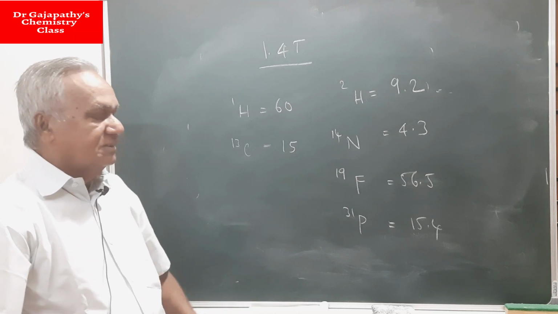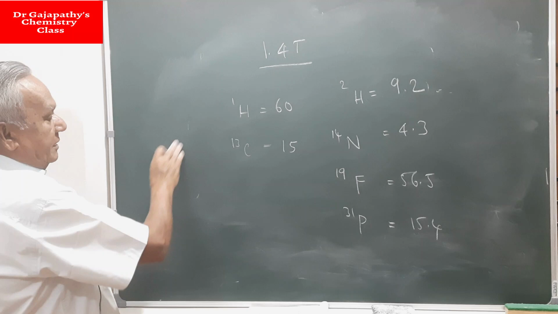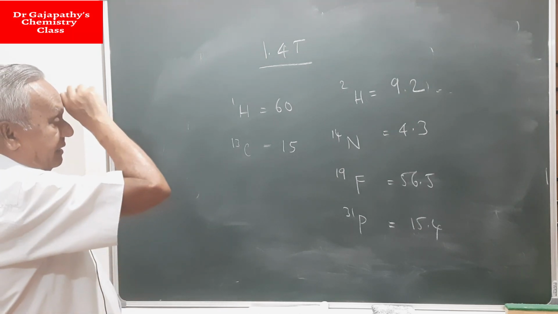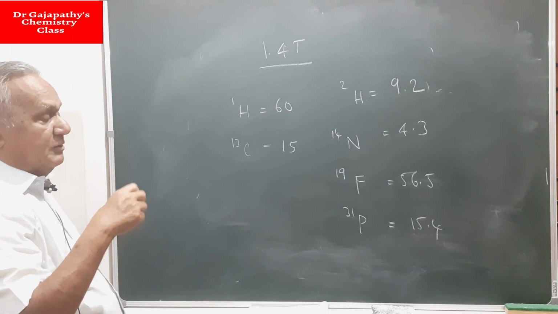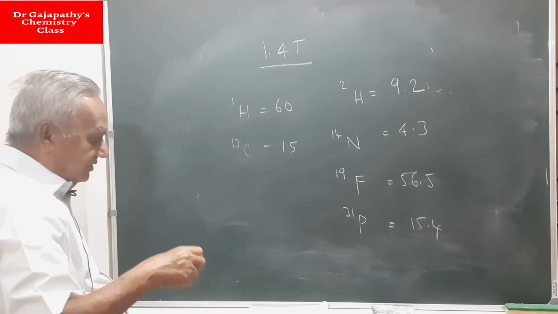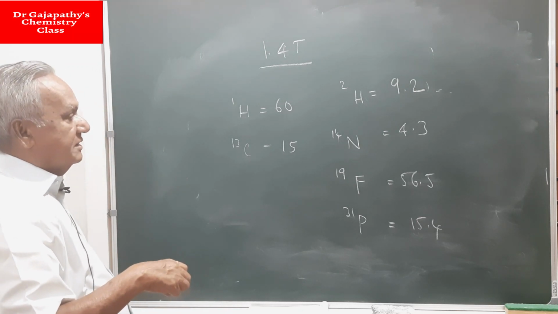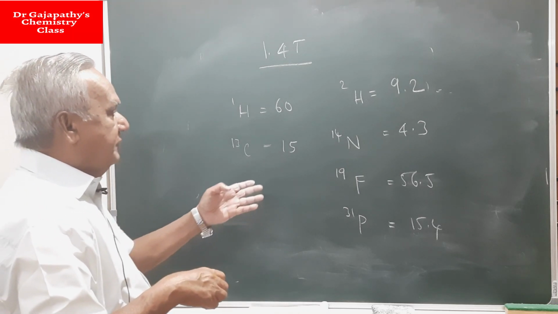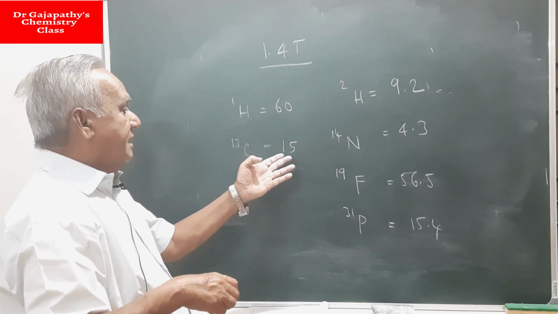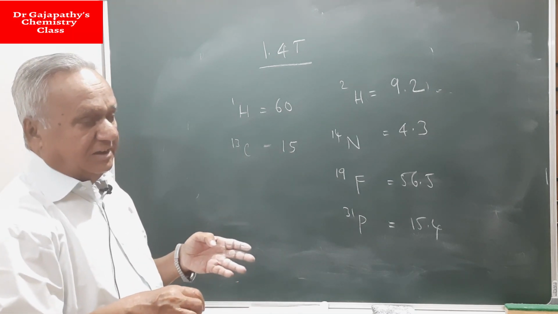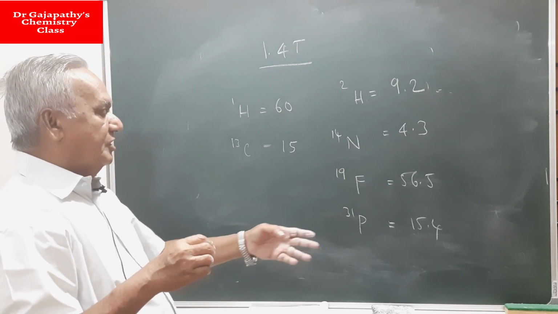I have already told you if the Larmor frequency is equal to the radio frequency, only then absorption will take place. That means C13 will have only 15 megahertz as a precessional frequency. So 15 megahertz radio frequency can cause this transition, so on and so forth.